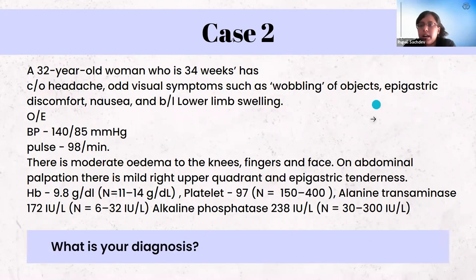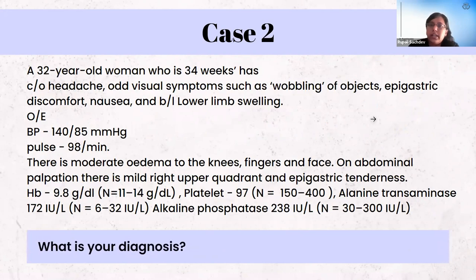Okay, moving on to case 2. You have a 32-year-old woman who's at 34 weeks of gestation. She has complaints of headache, odd visual symptoms such as wobbling of objects, epigastric discomfort, nausea, and bilateral lower limb swelling. On examination, her BP is 140 by 85, pulse is 98. There's moderate edema of the knees, fingers, and face. On abdominal palpation, there is mild right upper quadrant and epigastric tenderness.